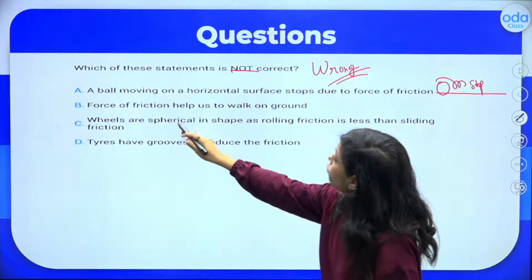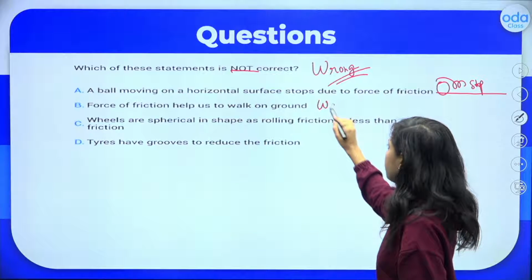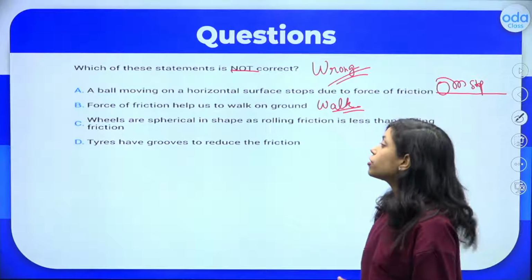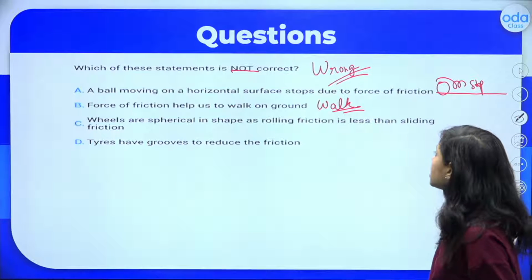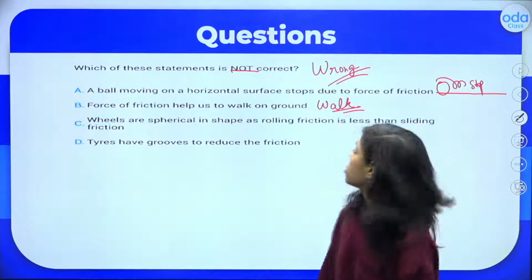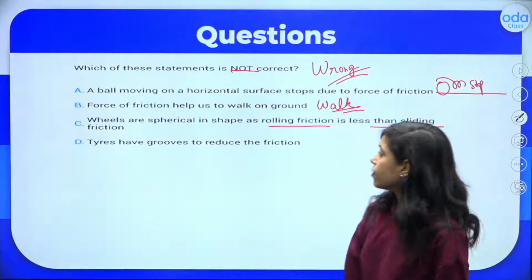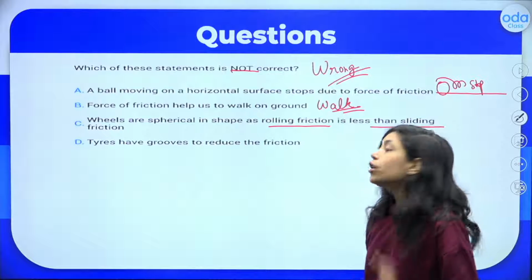Statement 2, force of friction helps us to walk on the ground. That means we can easily walk because of frictional force. We will not fall because of frictional force. Statement 3, wheels are spherical in shape as rolling friction is less than sliding friction. So here they are telling rolling friction is less than sliding friction. Last statement, tires have grooves to reduce the friction.